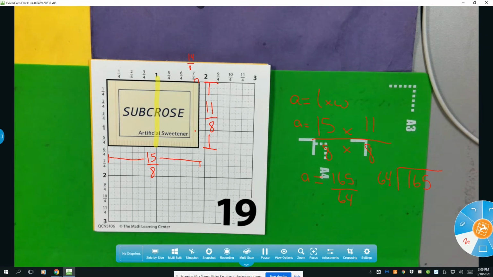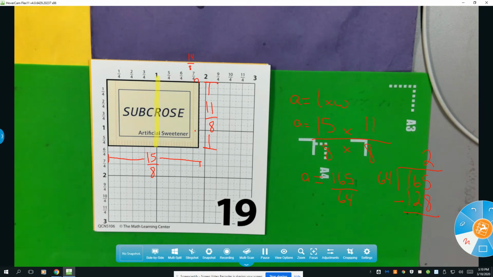Take that little timeout right there, figure it out. Okay, so you've had a little bit of time. How many groups of 64 are there in 165? And we know that there are 2. Okay, 2 times 64 is 128.